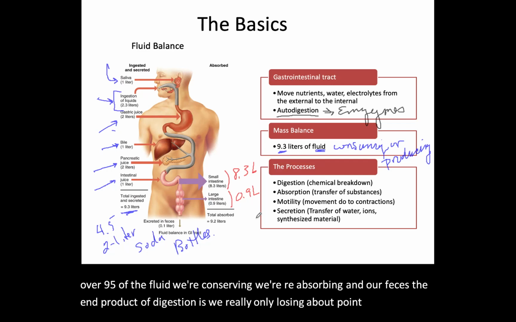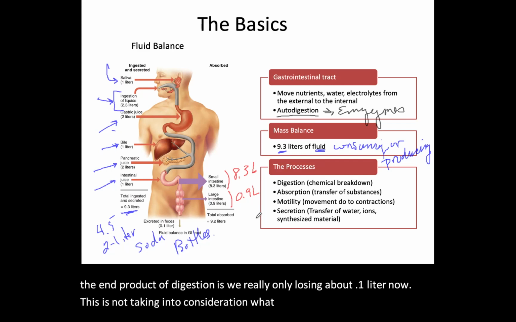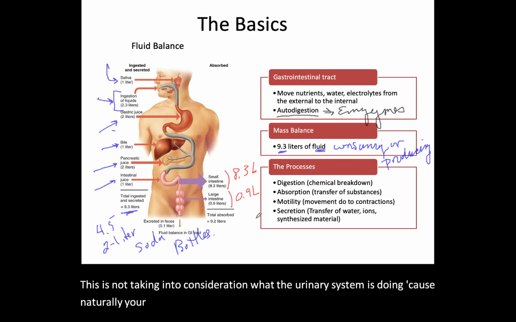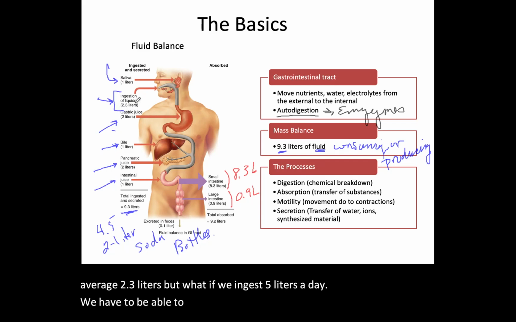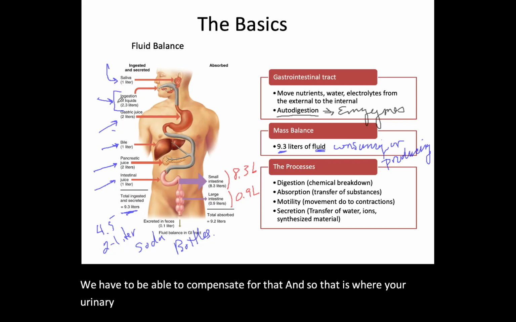Now, this is not taking into consideration what the urinary system is doing, because naturally your urinary system is saying, well, all right, we're ingesting on average 2.3 liters, but what if we ingest 5 liters a day? We have to be able to compensate for that. And so that is where your urinary system comes into play.